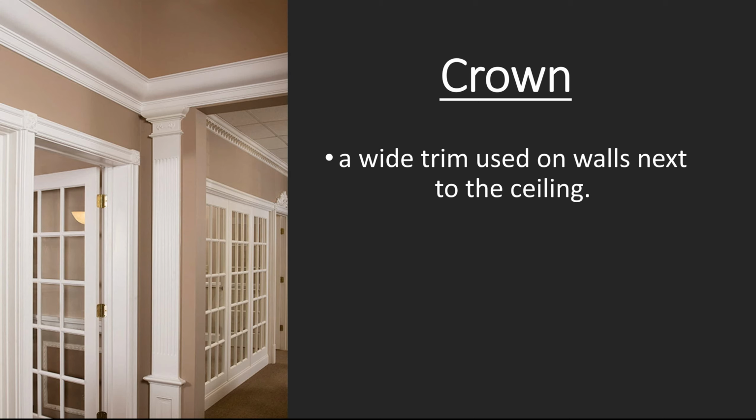Okay, and then I love crown molding so much. It's a wide trim that's used on the walls next to the ceiling. The way you can remember this is it's like the crown of your head, so like the top, and so it's molding on the top of the wall. It is usually more expensive than base molding. So it's usually an added cost. If you're building a home and you want crown molding in there, it's going to cost you more. It's just an extra thing, and it's really pretty, but it's definitely not necessary.